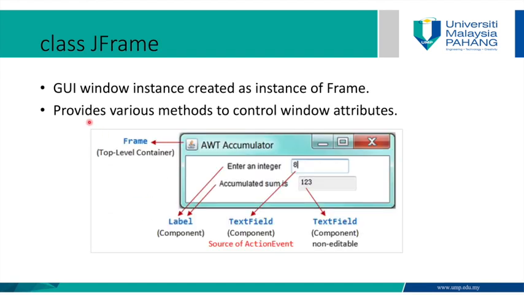So the GUI window is created as an instance of the frame. It provides various methods to control the window's attributes. Like we saw earlier, this is the frame, but the overall thing, we call it a window. That's why we call it a pop-up window.